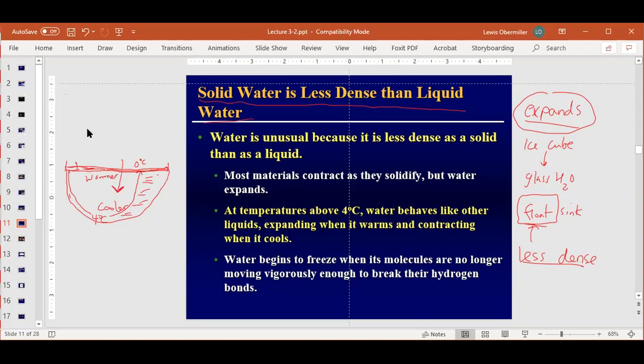But this is really important for life, especially life in the ocean, because if water froze at the bottom all the way to the top, the oceans would probably still be frozen from the last ice age. But frozen water on the top acts as an insulator.